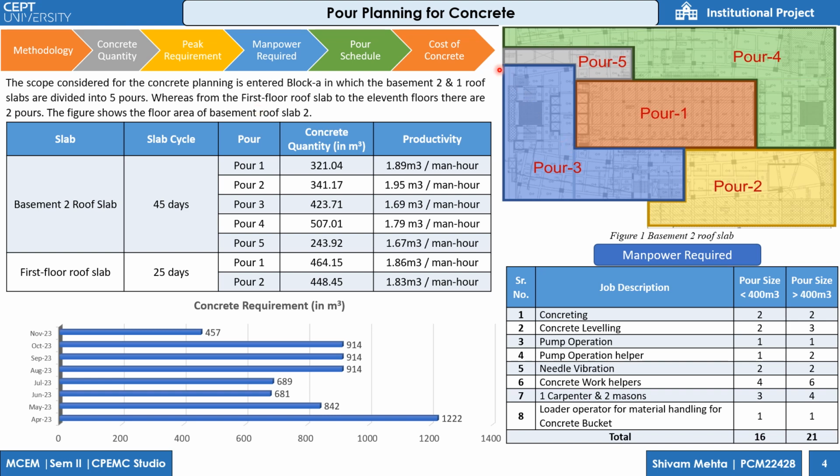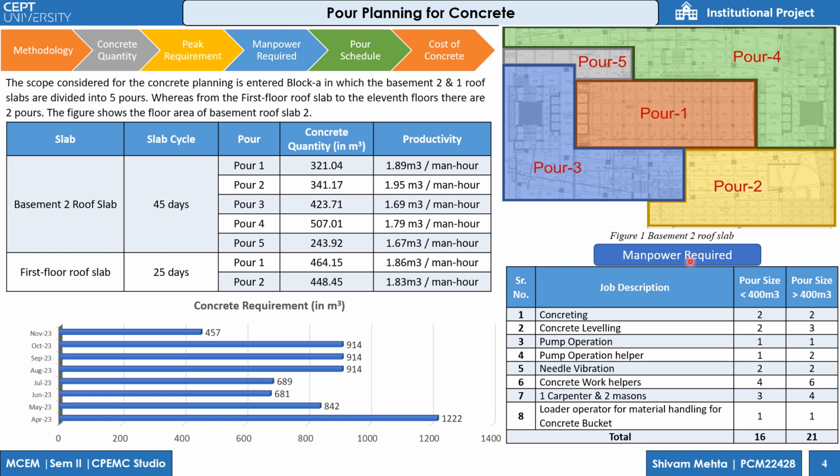At the right, you can see the photo of the basement 2 roof slab divided into 5 pours. Now we'll see the productivity and concrete quantity requirement per pour for the basement 2 slab, which has a slab cycle of 45 days and is divided into 5 pours. For pour 1, the concrete quantity required is 321.04 cubic meters, and the productivity is 1.89 cubic meters per man hour. The same is followed for every pour. And for the first floor roof slab, the slab cycle is 25 days.